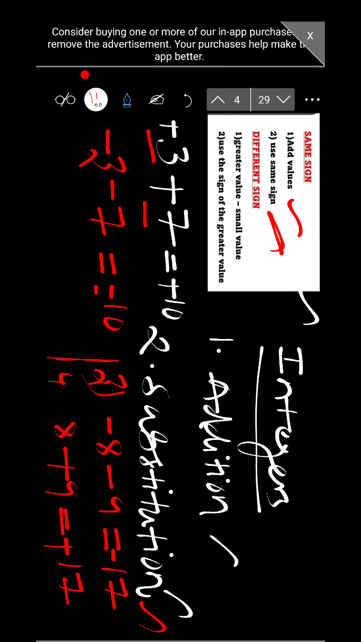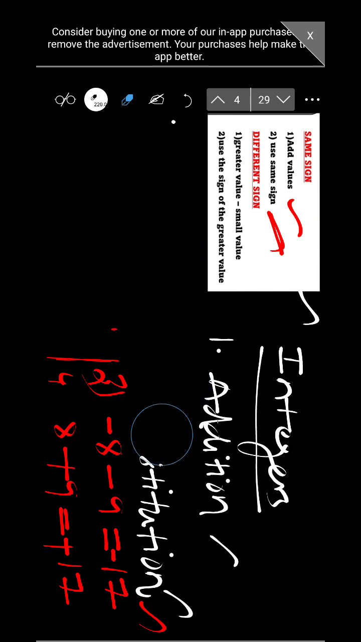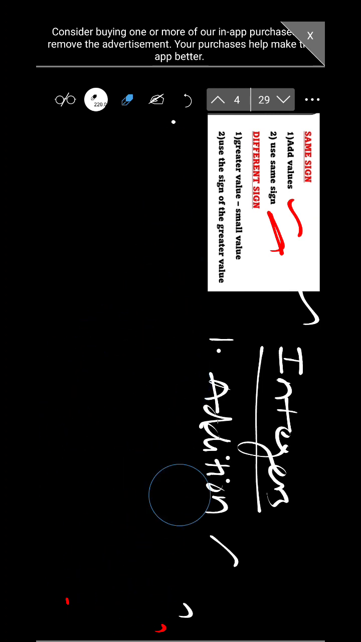Okay, so I will rub these examples, please note down. I am giving 30 seconds of time to you. Okay, I am rubbing this. Then we will go with the second one.